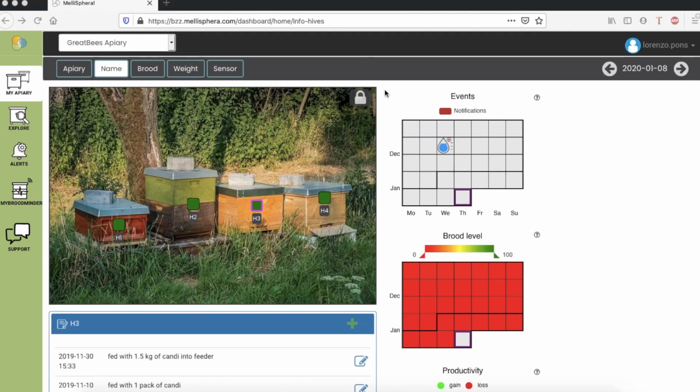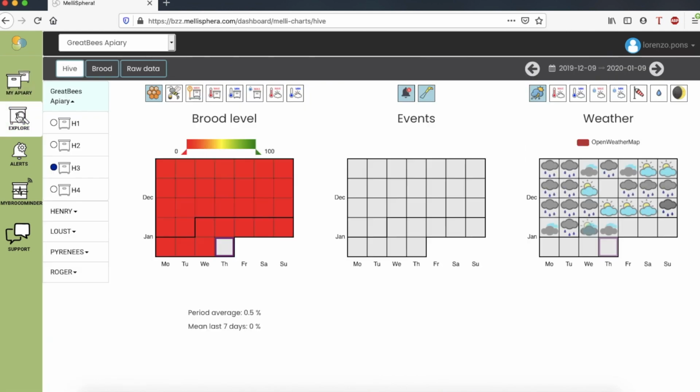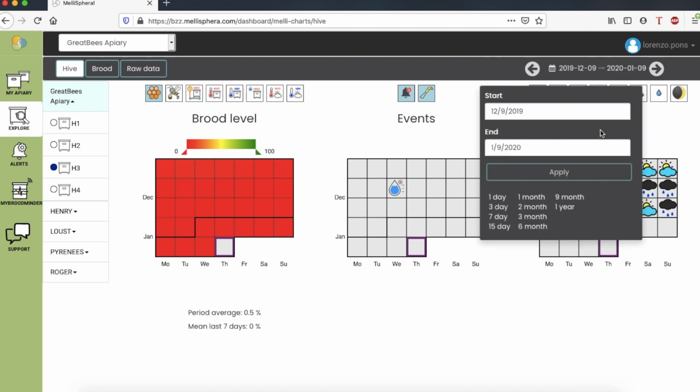So now let's explore how this hive H3 performed over the year. We're going to this interface here. And here we see we have 3 different calendars, 3 different spaces. The first one is about the hive data. The second one is about the events and notifications. And the third one is related to the weather. I like to take a long period of time, let's say 1 year.